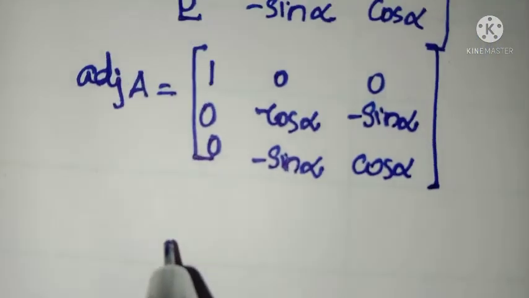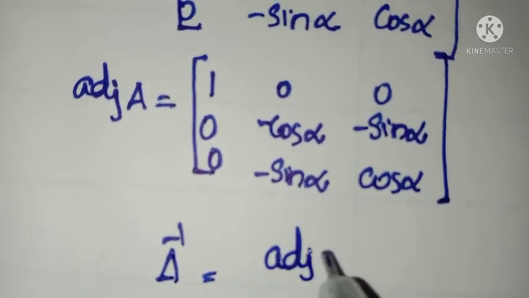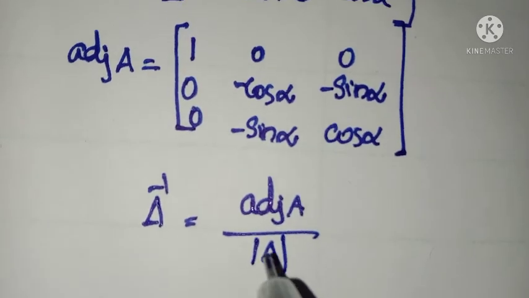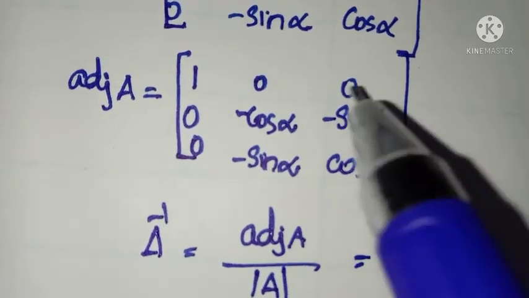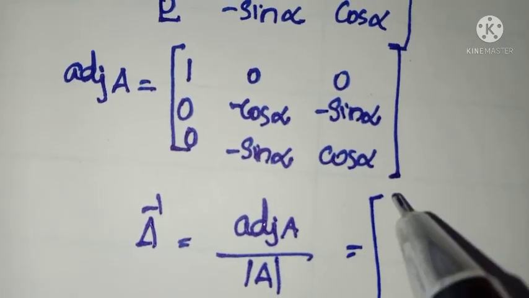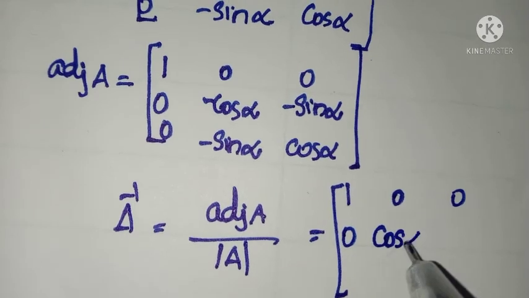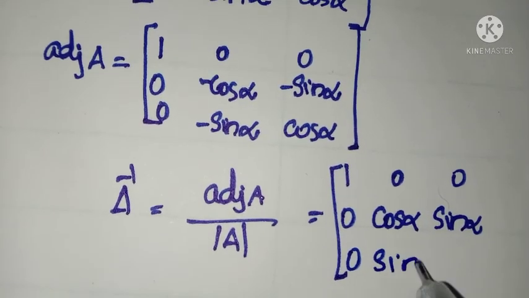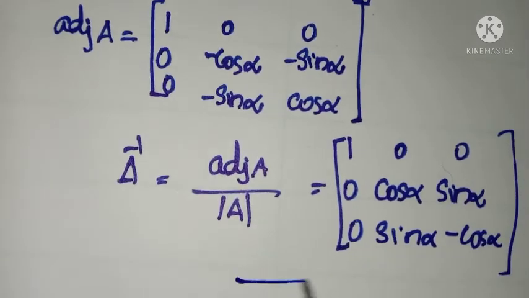Okay. Now A inverse. A inverse is obtained by adjoint A divided by determinant A. Here the determinant A is -1. So divide throughout by -1. We get [1, 0, 0; 0, cos alpha, sin alpha; 0, sin alpha, -cos alpha]. So this is A inverse.